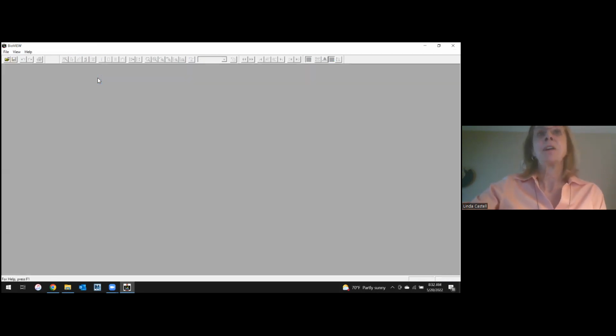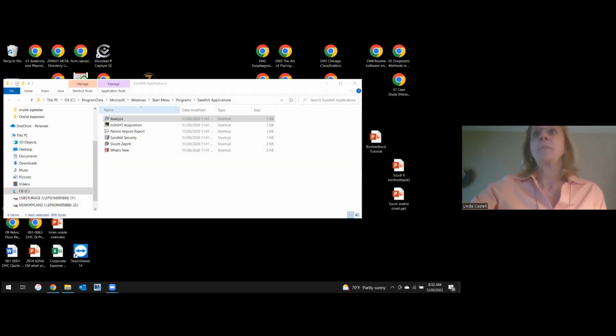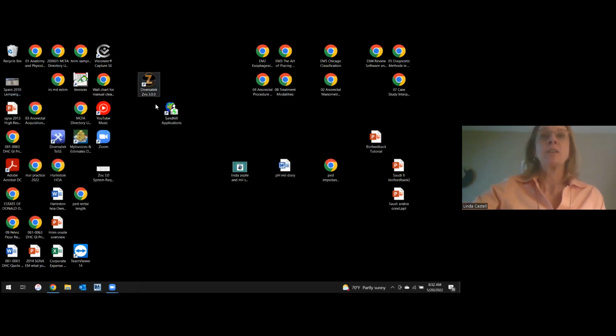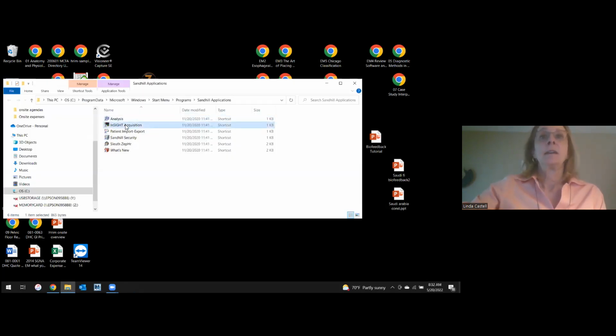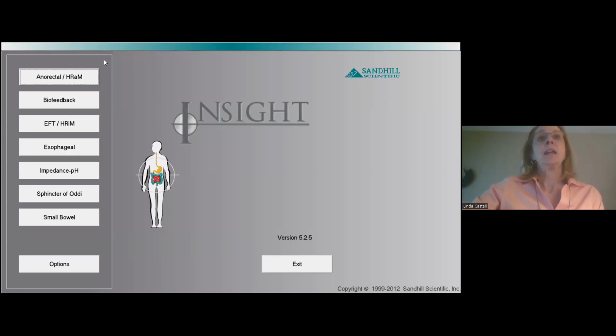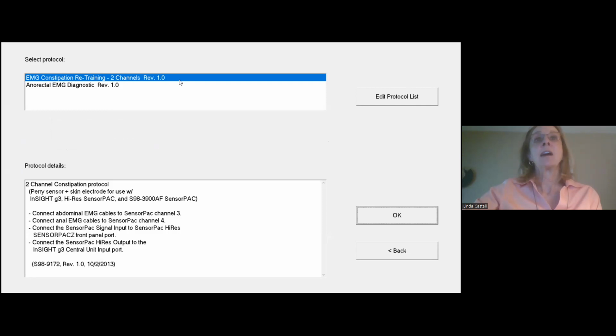Okay, and then the protocol. Let me get out of here. So the protocol with our EMG sensors, I can just kind of show you that. Let's see, Santel applications. Okay, so Diversitech has a biofeedback protocol. So we click on biofeedback. This is an EMG protocol. So we'll go into procedure. There's a constipation protocol. There's also, I think, a strengthening exercise, but I always use the EMG constipation for all my training.